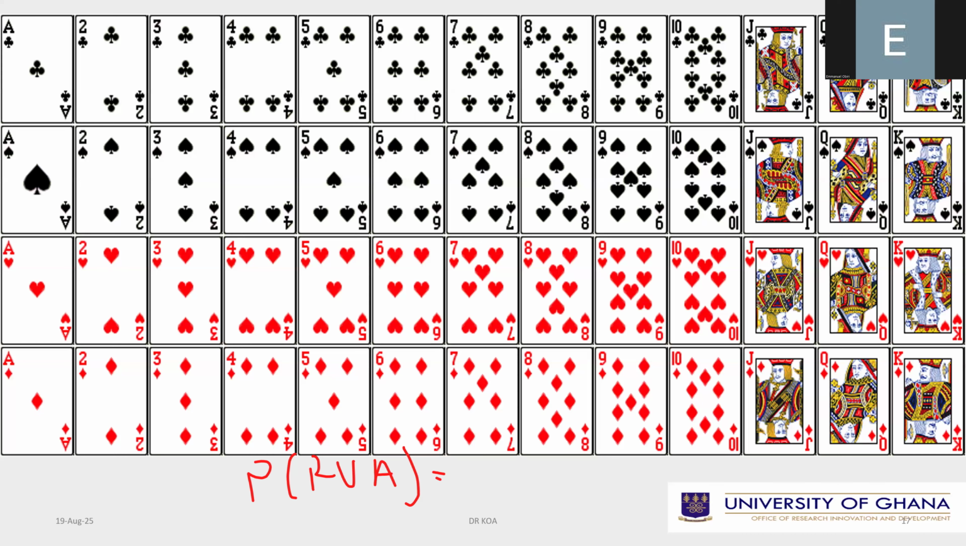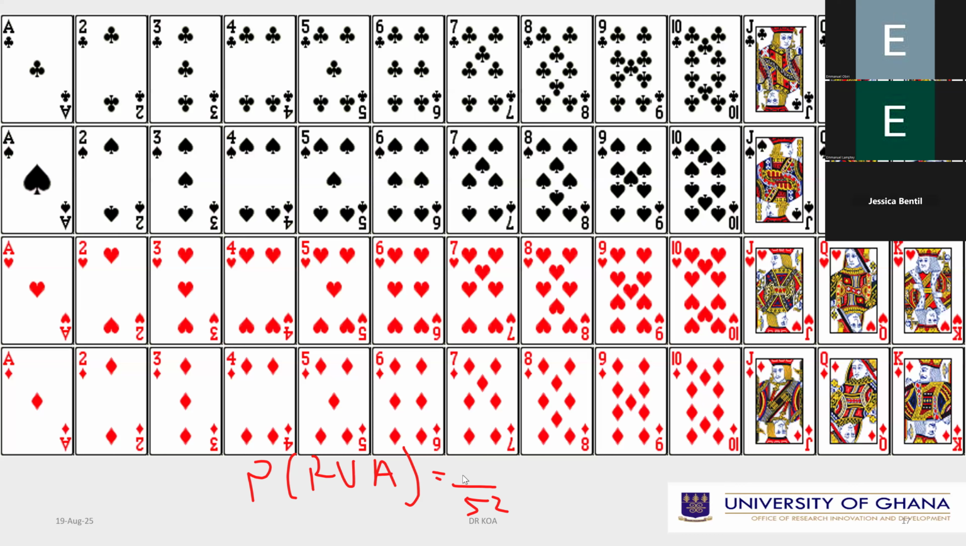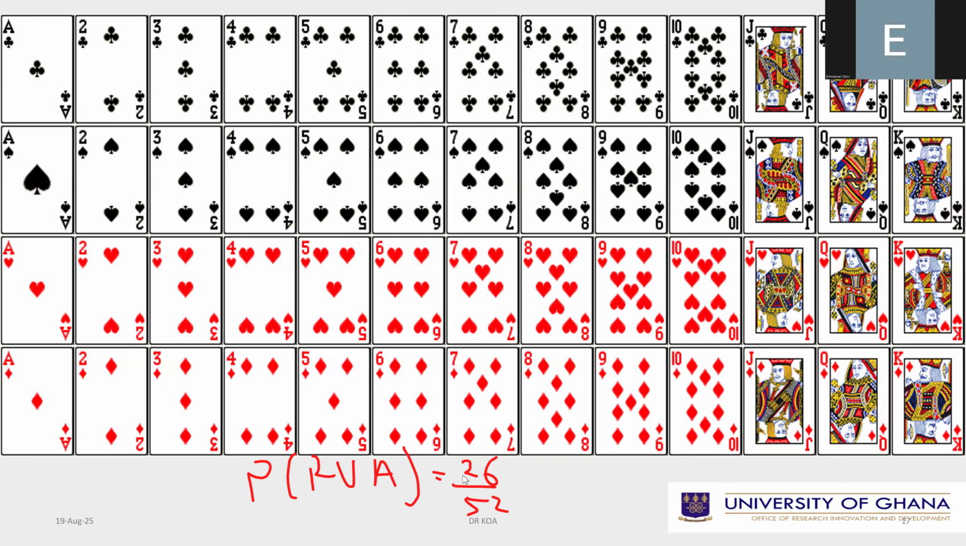Yima? 52. Put that in your mind. If you are here, you are not writing that, put that in your mind. So you need that 52 first of all, in the mind. So we're going to have 52, which is the denominator. Now, the probability of having a red, how many reds are there? The reds are 26. Good. So you have 26 over 52.